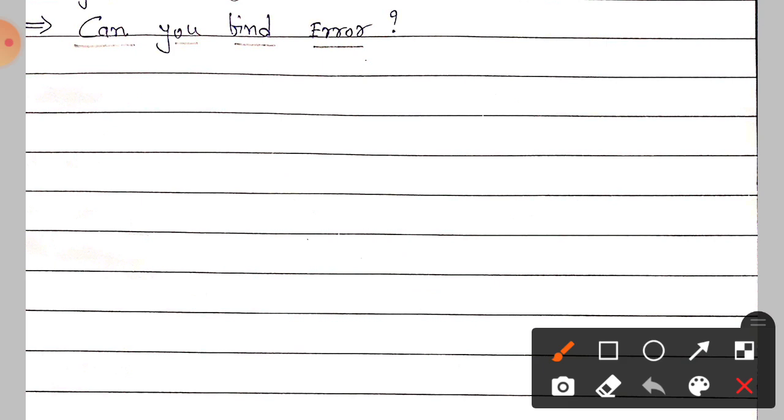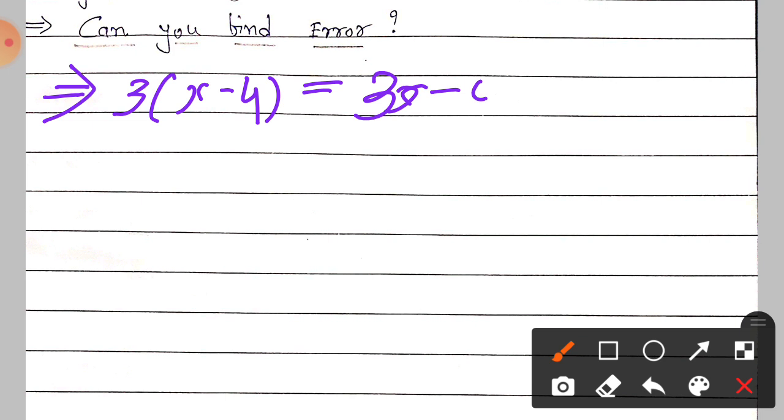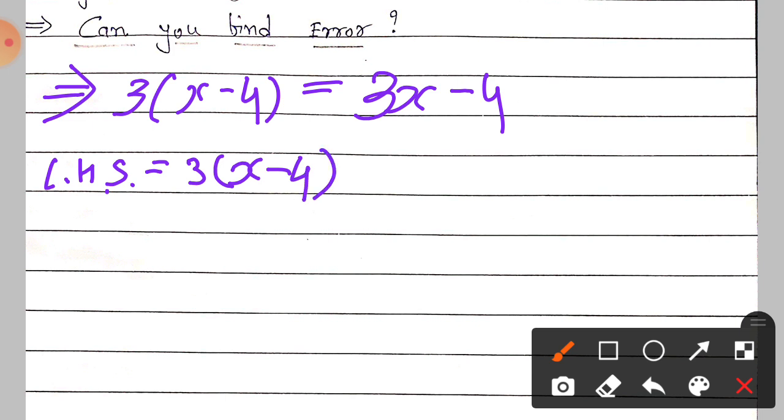Now next sum, 3 into x minus 4 is equal to 3x minus 4. Let's check whether it is correct or not. So what we do first, always take LHS first. LHS is equal to 3 into x minus 4. So we all know 3 multiplies with x as well as 4. So first 3 multiply x, that is 3x, then plus minus minus 4 is 12. So the correct answer is 3x minus 12.